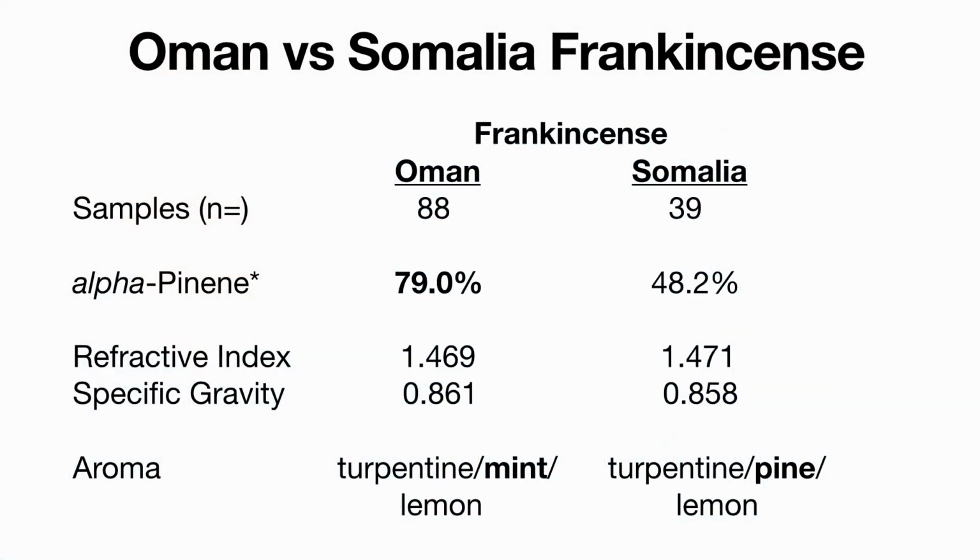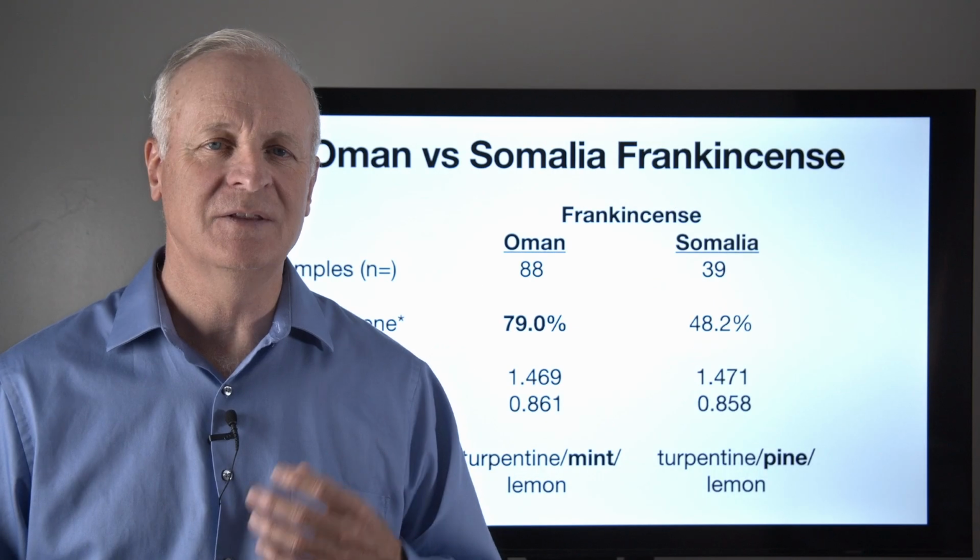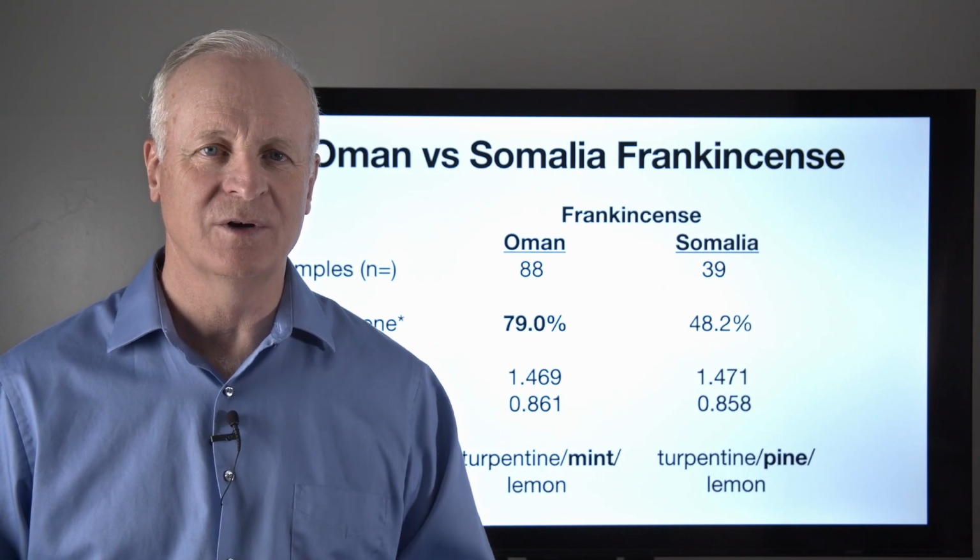I also looked at the refractive index, which is another test, and the specific gravity, which is another test, and I could see no difference. However, by smelling the essential oil, I could tell that the Oman frankincense, which had a turpentine, mint, lemony aroma, was significantly and slightly different than the Somalia frankincense, which had a turpentine, pine, lemon aroma. The aromas were different, so there must be some component difference in the essential oils. I just had to figure it out.